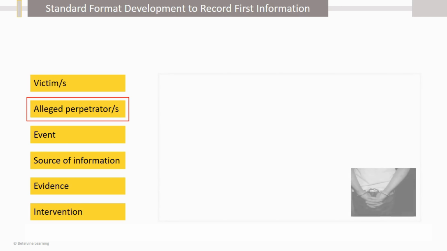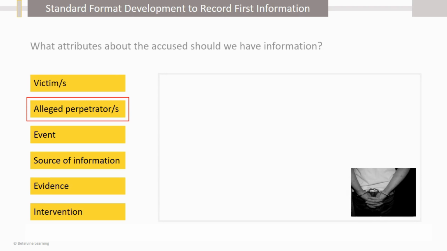Alleged perpetrators. What attributes about the accused should we have information about?